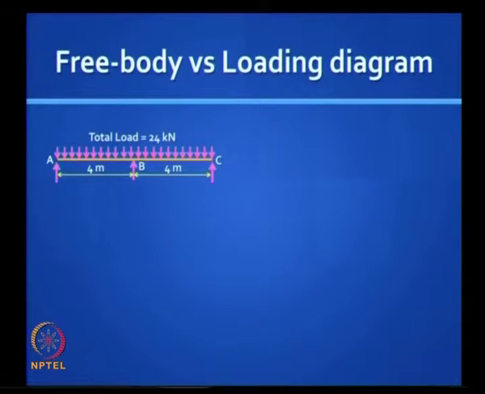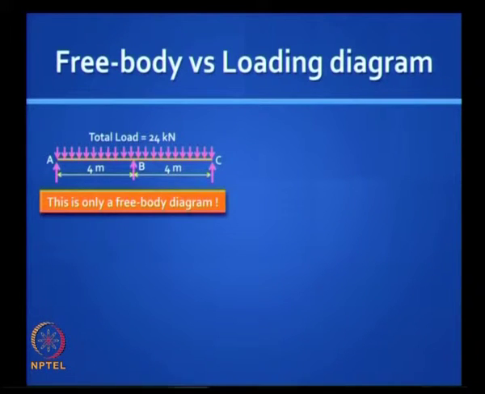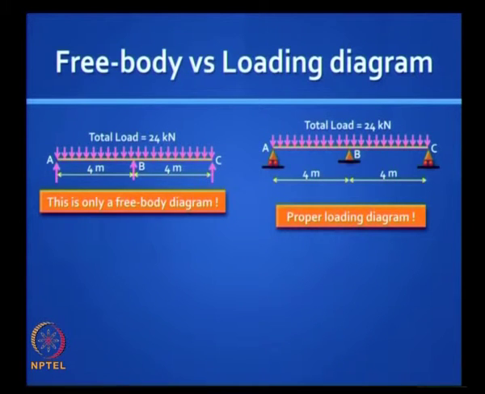At this point I want you to realize that when we draw diagrams like this, we tacitly assume that A, B and C are support locations, that is, these are reactions, but this diagram does not reveal anything, and it is necessary to know how to distinguish between a free body diagram and a loading diagram. This is only a free body diagram. If you want a loading diagram, then this would be the correct picture to draw. You do not show the support reactions, you show the supports.